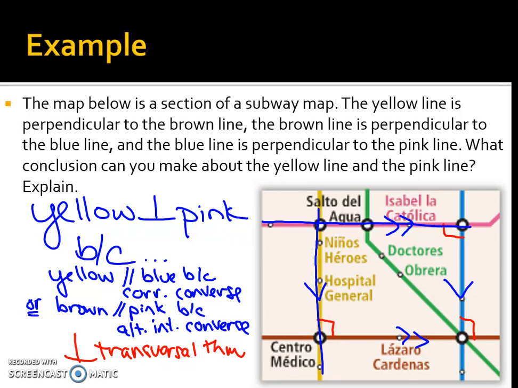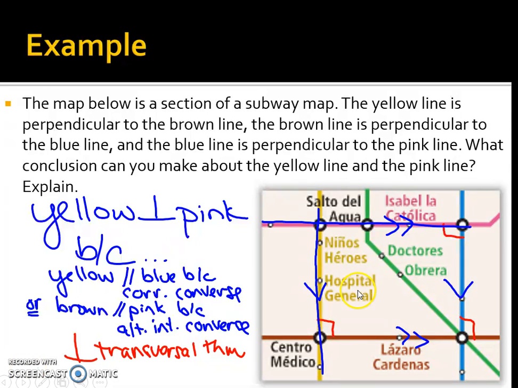Another example. The map below is a section of a subway map. The yellow line is perpendicular to the brown line. The brown line is perpendicular to the blue line. And the blue line is perpendicular to the pink line. What conclusion can you make about the yellow line and the pink line?